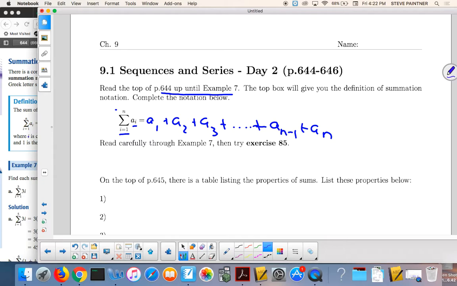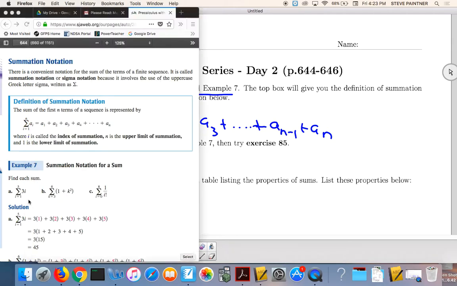It wants us to read carefully through example 7, then try exercise 85. So I'm going to read through example 7. I want to make clear, if at any point in this video you feel like you understand things, feel free to skip ahead. YouTube has a nice feature where you can speed this up if you feel like I'm talking too slowly or something. Or likewise, you can slow things down.